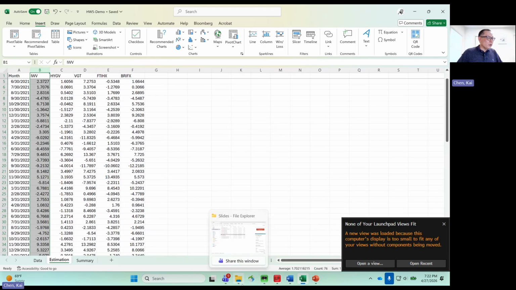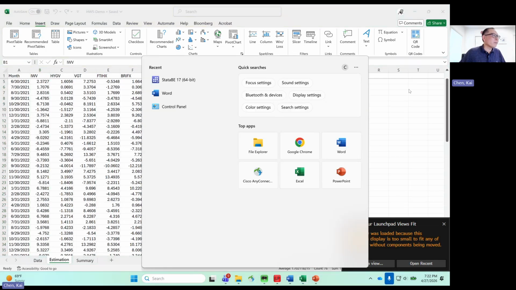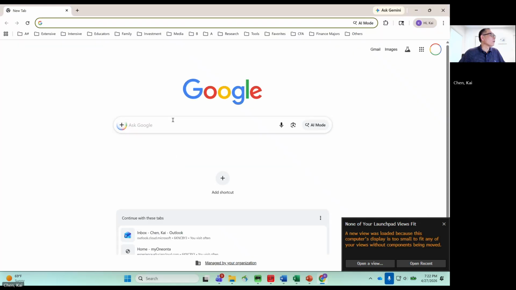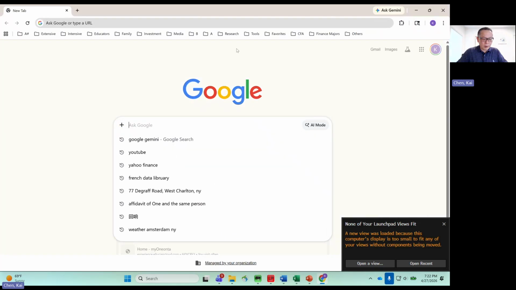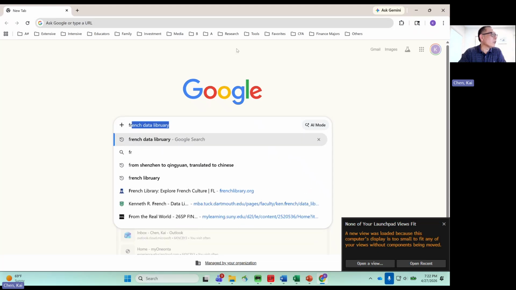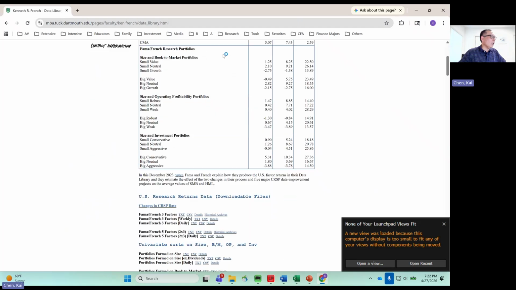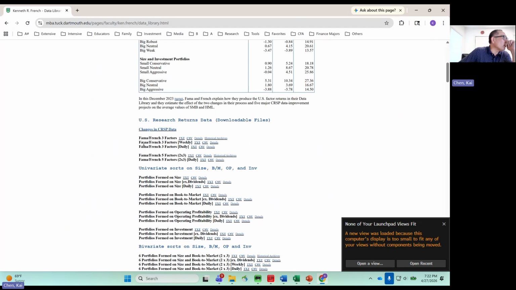So go to the French data library. Actually not Fama-French, just French data library. And now we are going to use the Fama-French 3-factor data, right? Later on, we're going to use the weekly data. So now I'm going to download this data.